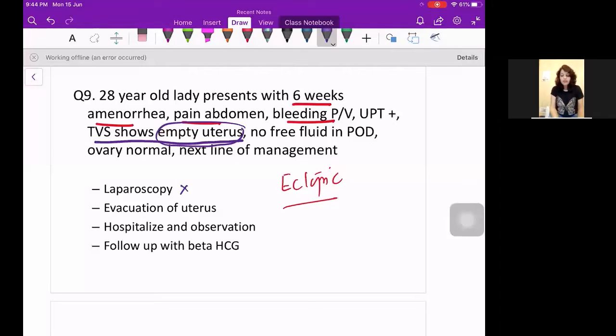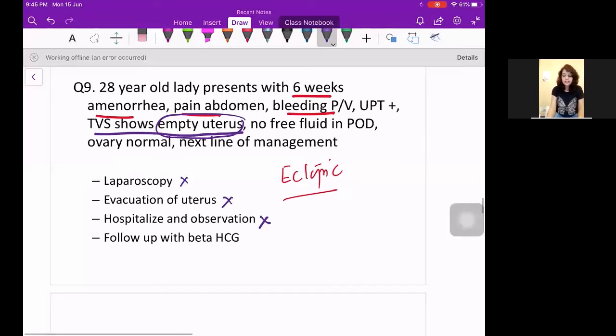Unless until we are very, very sure about the diagnosis, here it is not written that there is some conceptus in the uterus. So what are we going to evacuate? Okay. Hospitalize and keep under observation. Again, I am not in favor of that. There can be two possibilities in this case.